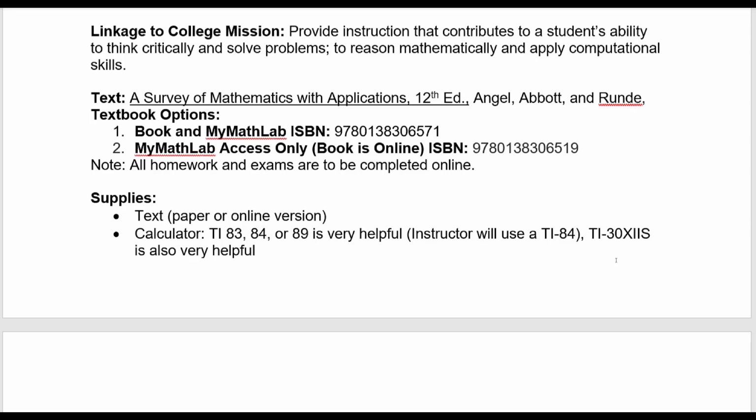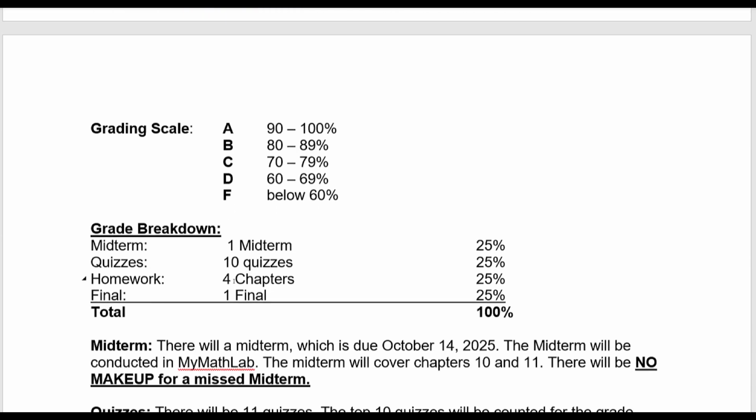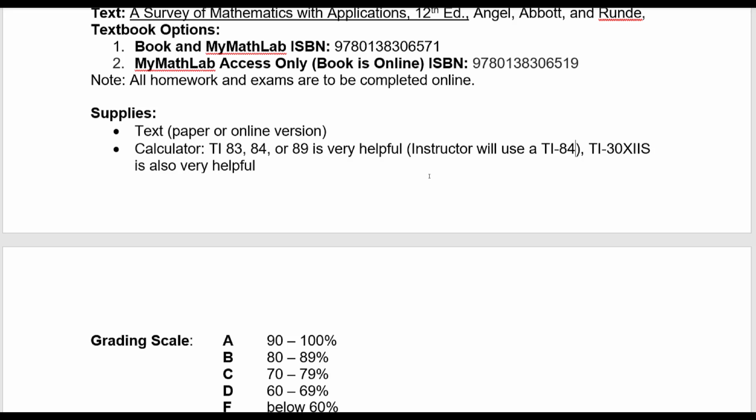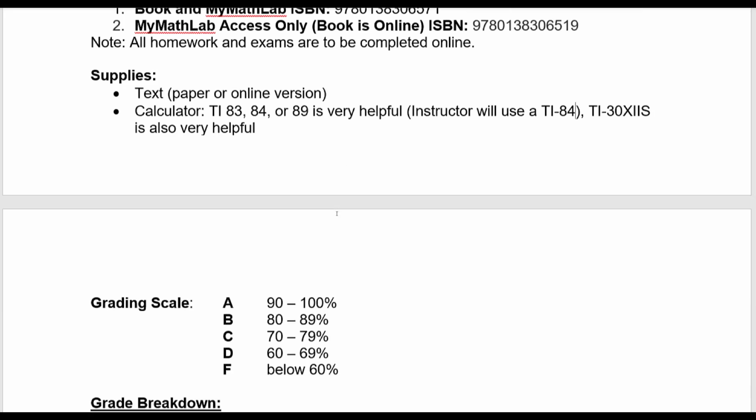The TI 30X2S is also helpful, and doing some stats works. There are online calculators you can use as well, and Desmos is a great tool, and you can use it in many different ways. And it'll be fun to try using it with some of the regression analysis. I've done that with some other classes, so it's a really good tool. But my point is, you don't have to buy an expensive calculator, but having one can be helpful.